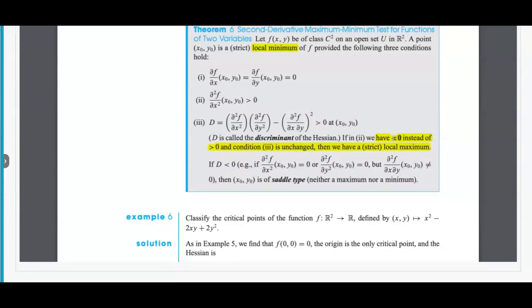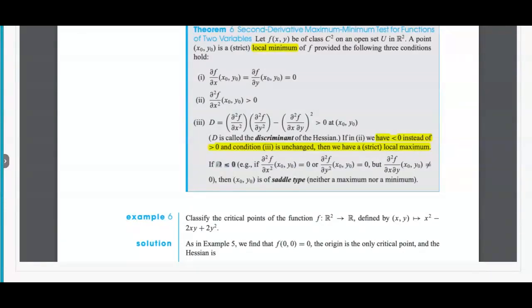If the second partial in x direction at the critical point is negative, and D is still positive, then we call the point a local maximum. So the second one is negative, but the discriminant is still positive, and we call it a critical point local maximum.